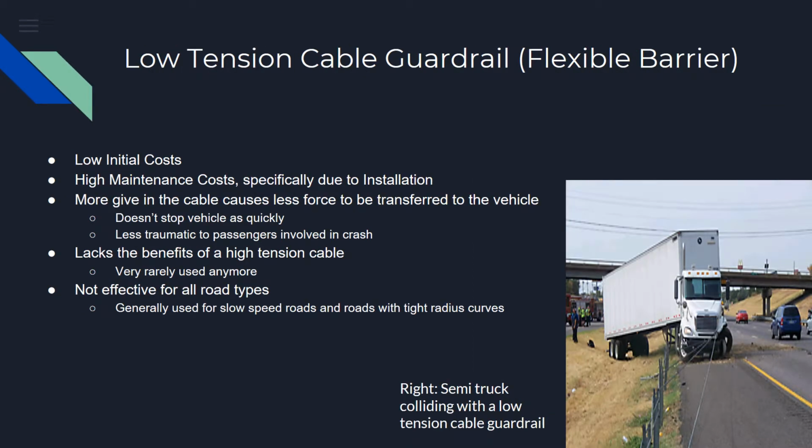Low tension cable guardrail is another type of barrier that is used on roads. Although these barriers typically have a lower initial cost associated with them, they have very high maintenance costs. Low tension cable guardrails also have more give in them, which typically doesn't stop the vehicle as fast, but can actually be less traumatic for passengers involved in the crashes. That being said, low tension cable guardrails are rarely used anymore due to their inferiority to high tension cable guardrails. Some places that they are still used, however, include low-speed roads and roads with tight radius curves.